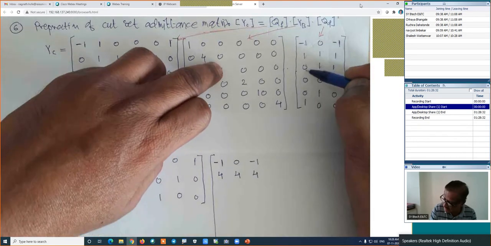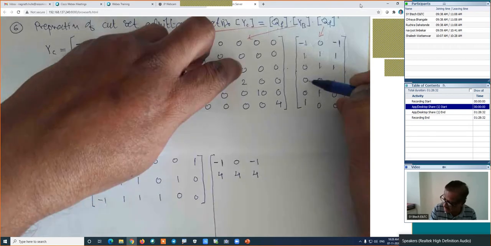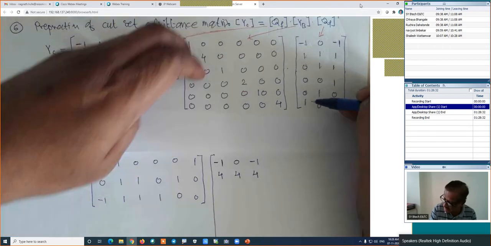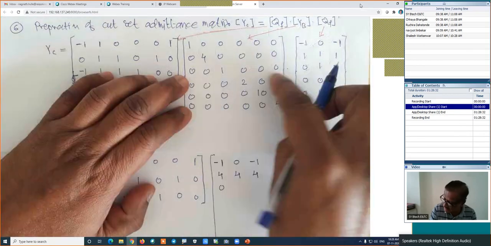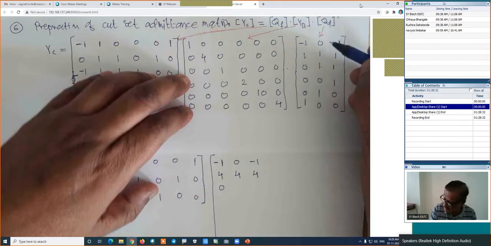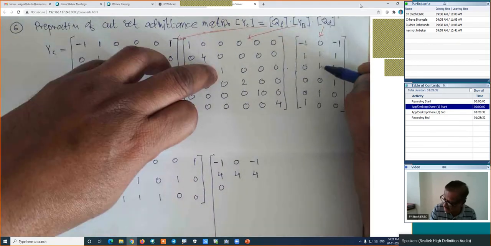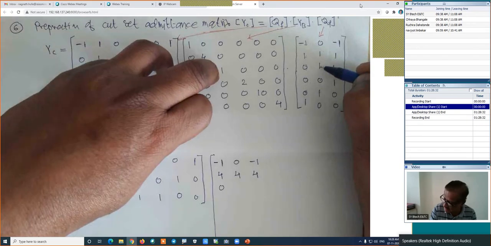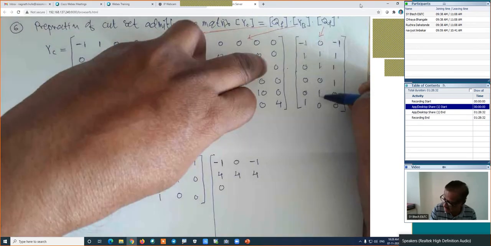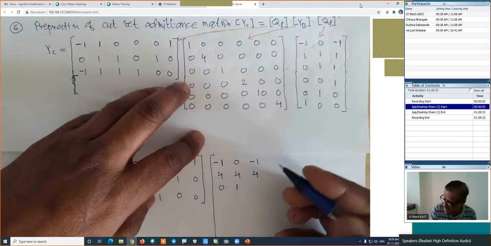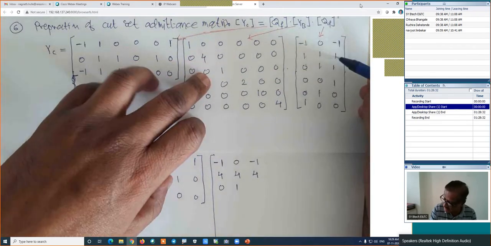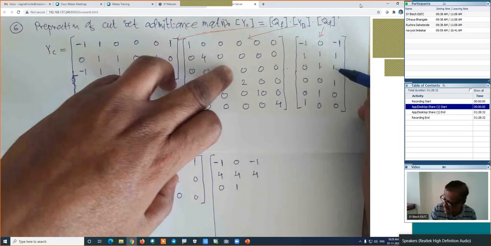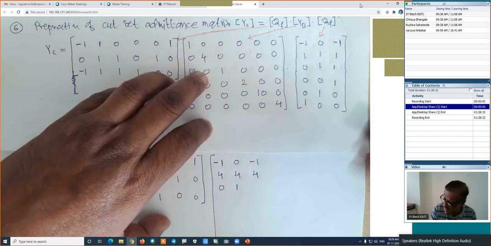Then, in this case, multiplication of this row and this column: here it is 0, 0, this is 0, 1 into 0 will be 0, this is 0, this is 0, this is 0. This value will be 0, this value is 0. Then this row and this column: this is 0 plus 0 plus 1, 0, 0, 0. This value is plus 1. Then third row and last column: 0, this is 0, this is plus 1, this is 0, 0 and 0. This value is again plus 1.